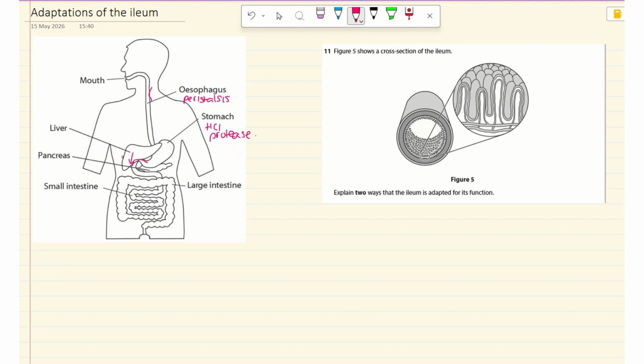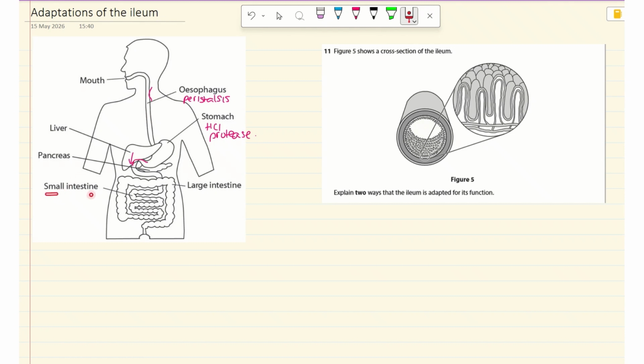The whole point of this digestion is to break large molecules into smaller ones, and that is what happens in this region of the digestive system called the duodenum. Okay, that is where the food receives enzymes and large molecules are broken down to small ones, which means by the time the food gets to the small intestines, it's ready to be absorbed.